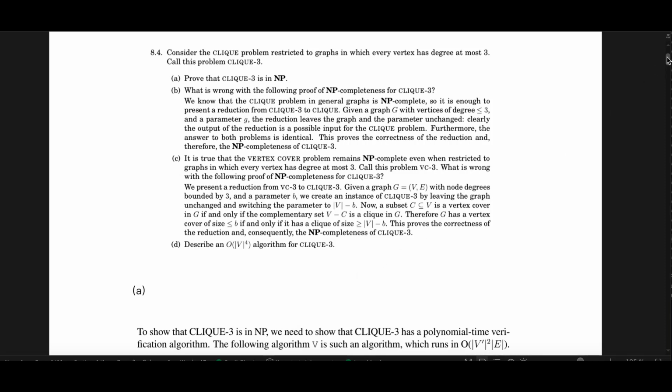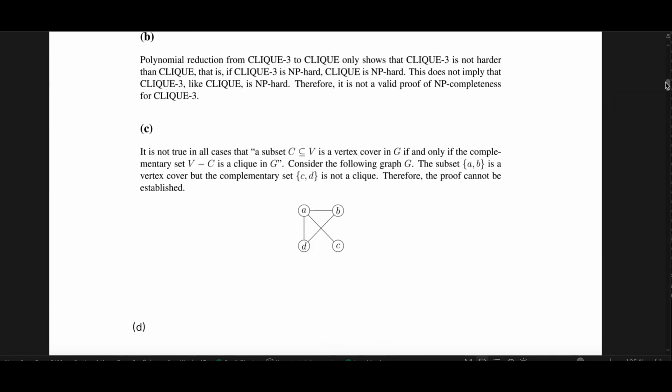And well, the answer for this question is that it is not true in all cases that a subset C of V is a vertex cover in G if and only if the complementary set V minus C is a clique in G. Consider the following graph G. Subset AB is a vertex cover, but the complementary set CD is not a clique. Therefore, the proof cannot be established.